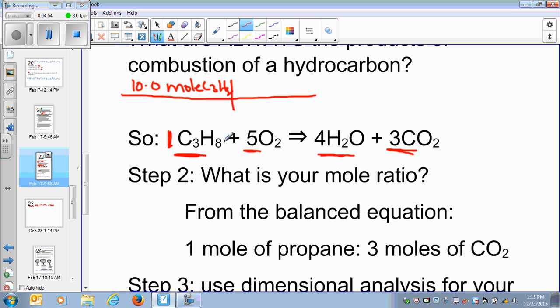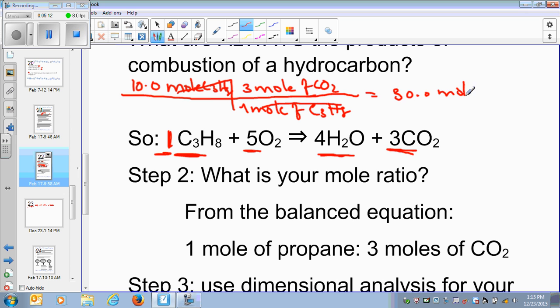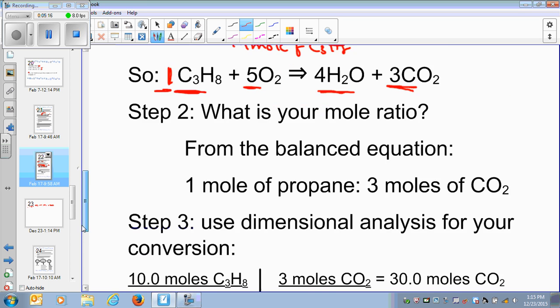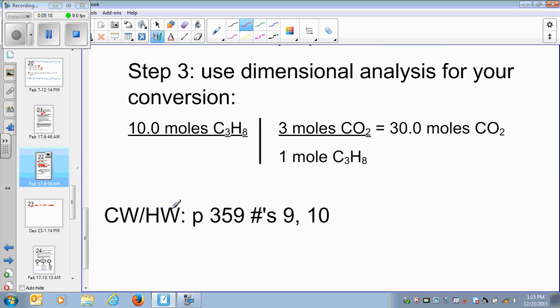Now I apply the molar ratio. I see that 1 mole of C3H8 is producing 3 moles of carbon dioxide. That's it. So moles of C3H8 get cancelled. You multiply it. That means I can get 30 moles of carbon dioxide, if instead of 1 I have 10. So that's all this stoichiometry is about. We will do this in classwork on page 359, questions number 9 and 10.